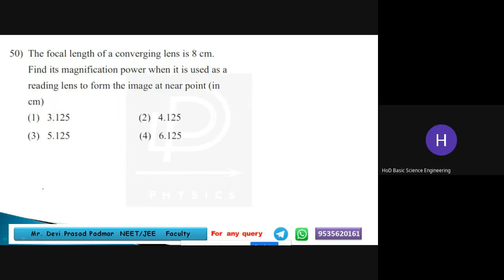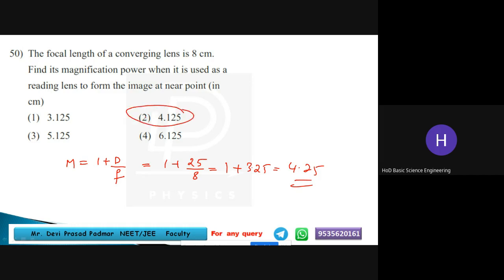Focal length of converging lens. That means nothing but 1 plus d by f, direct, is 1 plus 25 by 8. It is 1 plus 3.25. 4.25. Almost second option you can consider for 50th. Yes, almost second option.